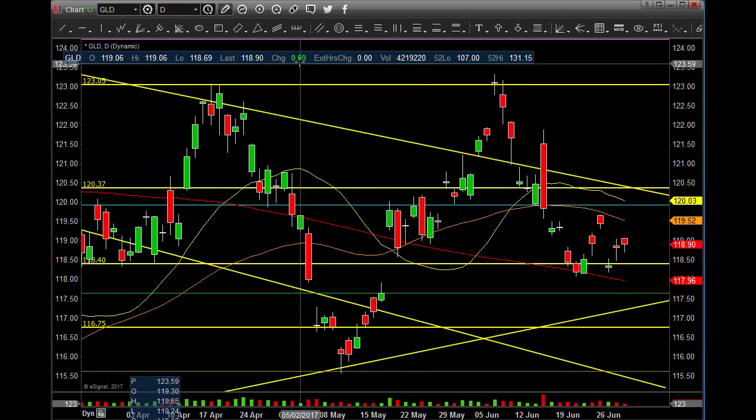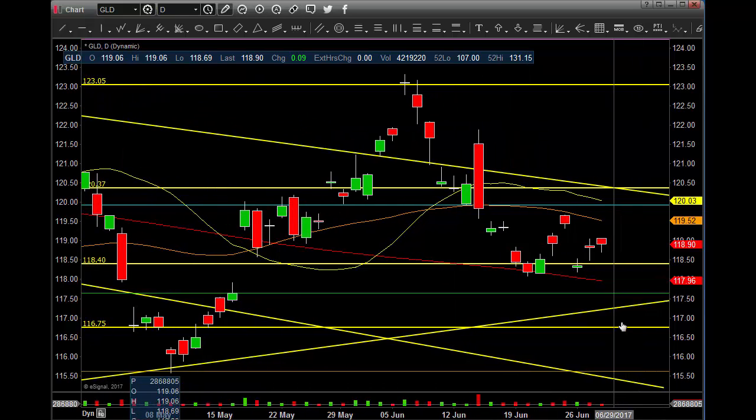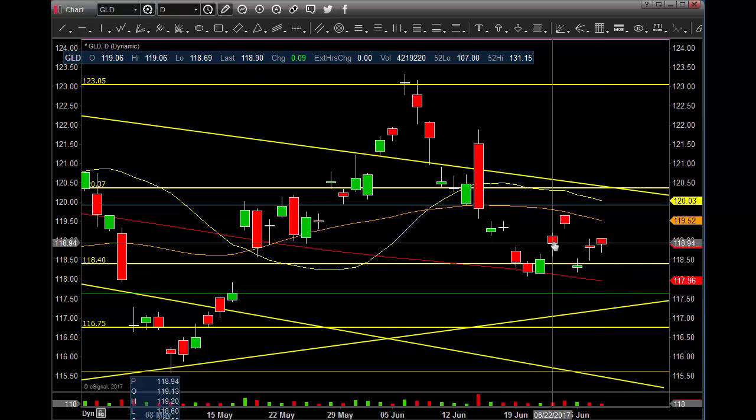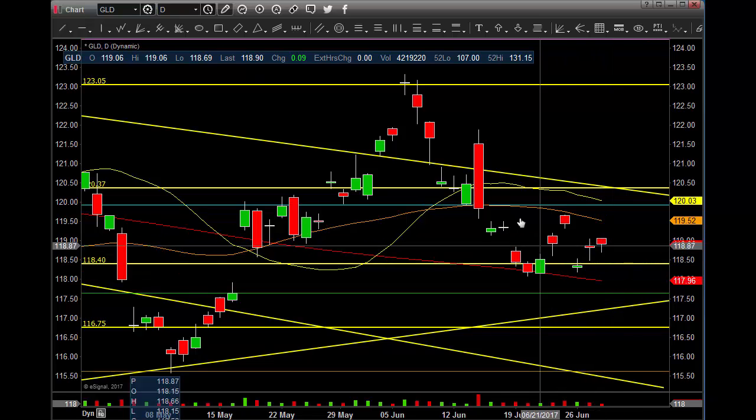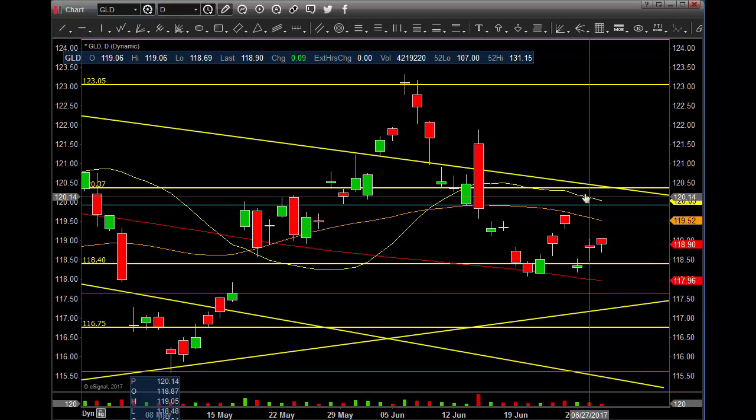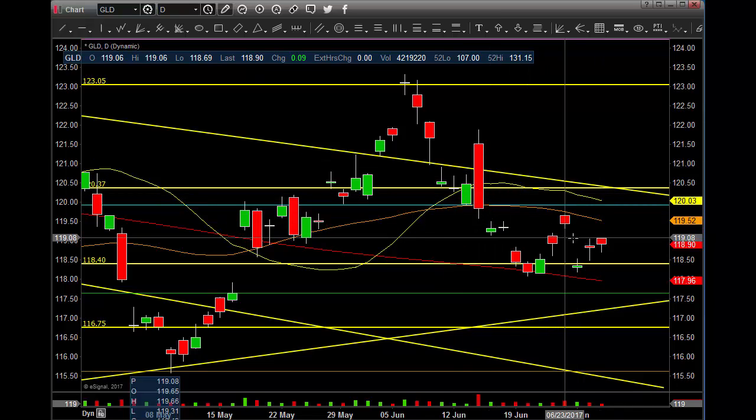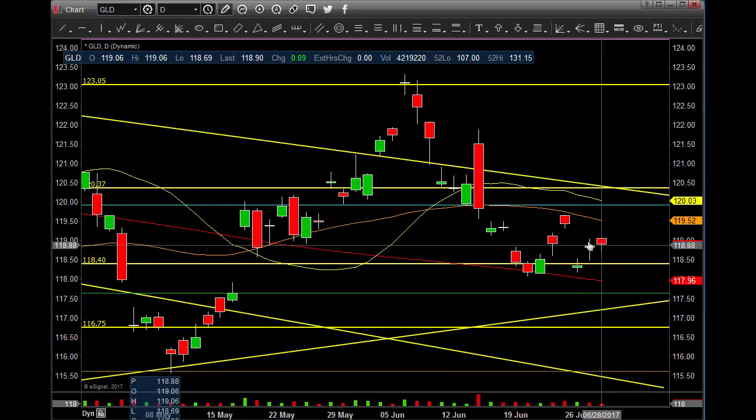GLD slightly up on the day, 9 cents. Volume was okay. I mean, it was terrible. But we did hold the 200 MA. We came back up, filled the gap. Now we're just kind of chopping around. Down sideways, guys, below the 20 and the 50, still in a low range. So this could go sideways, sideways, sideways.